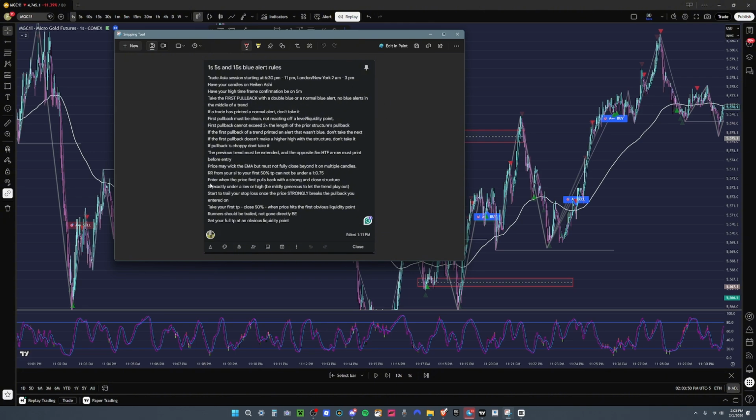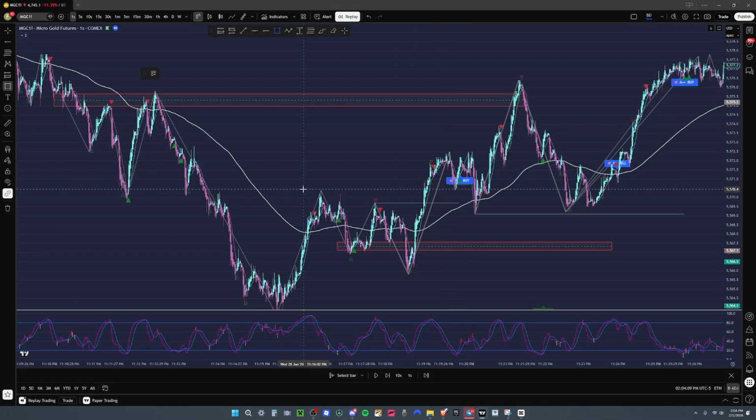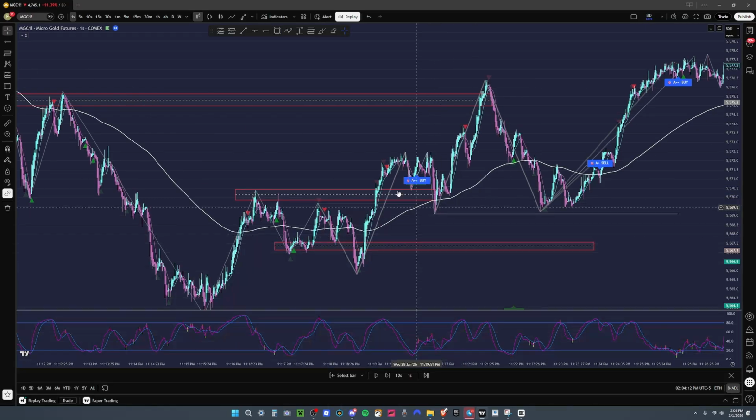I also want to start with another rule that is at the bottom, but it's this, which is enter when price first pulls back with strong and close structures. So you can see that we have a first pullback and we have nice structure that is pretty strong, rejected multiple times, and it's close.